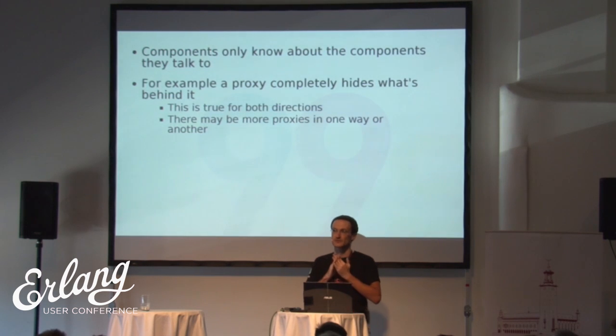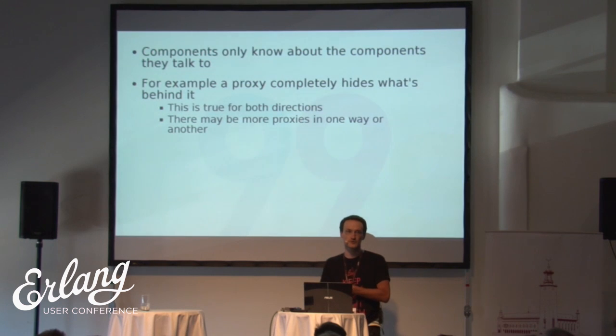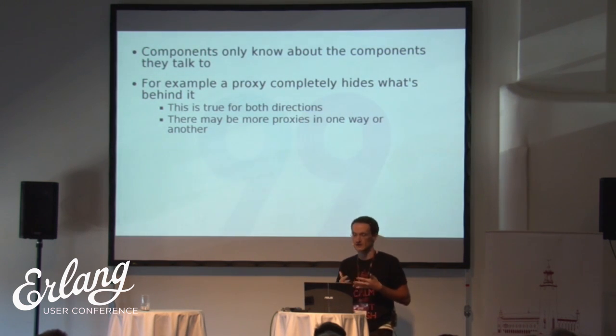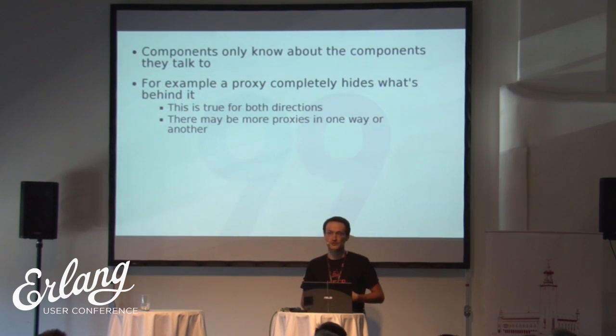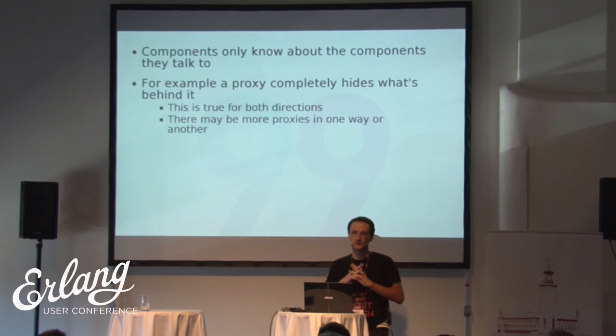REST is layered. That means that we have, of course, a client and server, but we may have any number of components in between. Proxies are the most common example of that, but we may have a server that itself speaks using REST to different parts of the system. And one part of the system only knows about the component it speaks directly to.